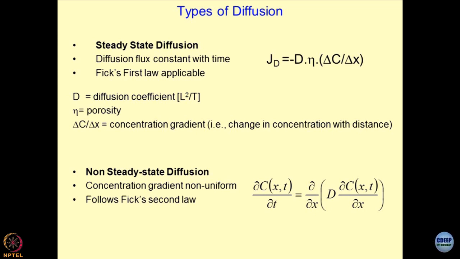So, this equation is well known. This D has dimensions of L square upon T. What are the dimensions of Cv, the coefficient of consolidation? That is also L square by T, clear. When you talk about non-steady state diffusion, we use this law, which is well known to you. Del C by del t equals del by del x multiplied by the diffusion coefficient times del C upon del x. This is the rate of change of concentration with time, and this is the rate of change of concentration with distance.